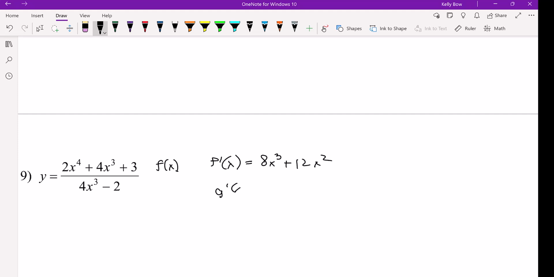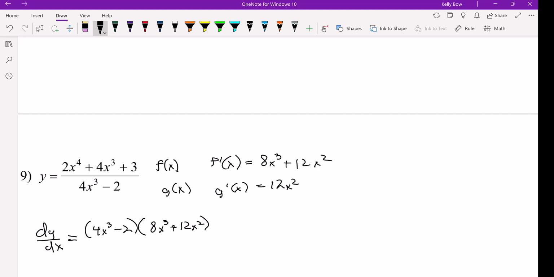and then the g prime. Then just get it set up. I'm not going to simplify it further, but we'll just get it set up. So it's the g times the derivative of f, subtract f times the derivative of g, all over g squared.